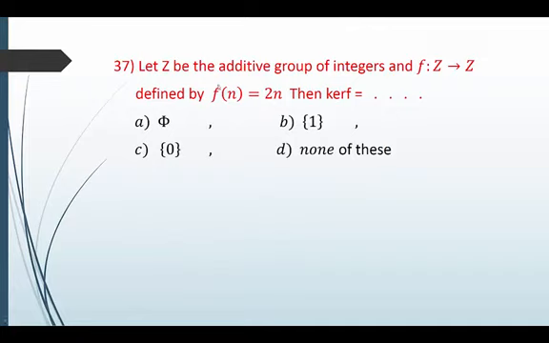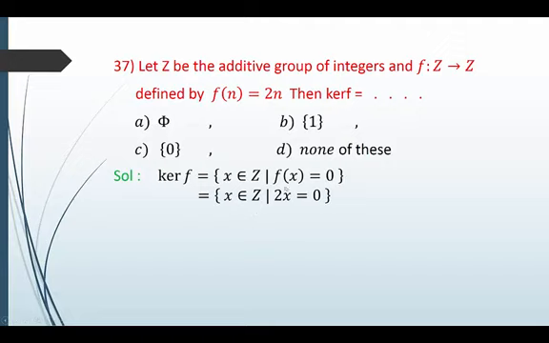37. Let Z be the additive group of integers and f from Z to Z defined by f of n equals 2n. Then the kernel of f is equal to... We know the definition of kernel of f is x belonging to Z such that f of x equals 0. Now f of x by definition is 2x equals 0. Therefore x equals 0, which means the kernel of f is only the singleton zero element. So the answer is C option, 0.